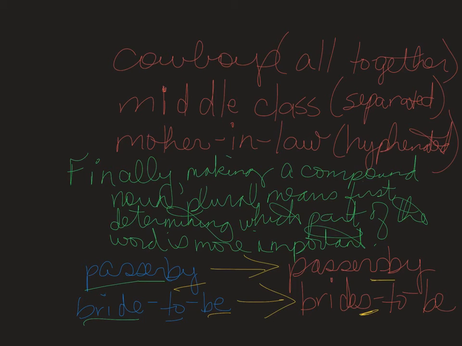Passerby. Okay, which part's more important? Well, the more important part is the passer part, okay? Showing that someone is going by, okay? So passerby becomes passers-by, plural. And then singular, bride-to-be, compound noun. Well, which part of this is the most important part of the noun that tells us the most? It's the word bride. So we make the word bride plural. Bride-to-be singular becomes brides-to-be plural.